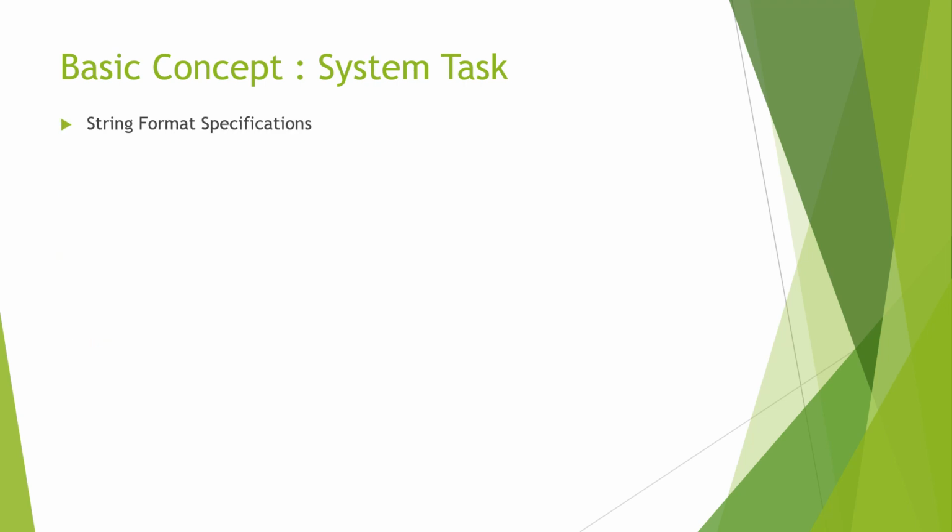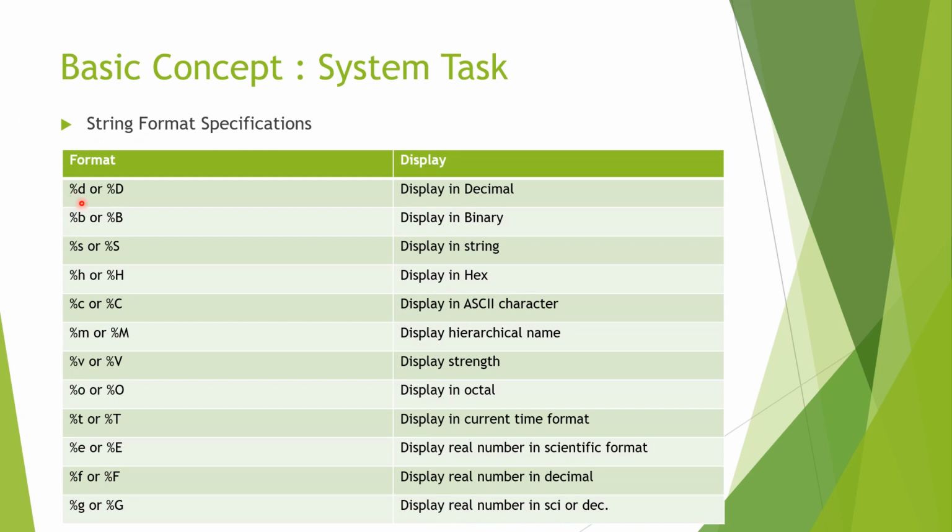Let's see some string format specifications. Here %d displays the variable in decimal. %b displays the variable in binary. %s displays the variable in string. %h displays the variable in hex. %c displays the variable in ASCII character. %m displays the hierarchical name. %v displays the strength. %o displays the variable in octal. %t displays the variable in time format. %e displays the real number in scientific format. %f displays the real number in decimal, and %g displays the number in scientific or decimal format.